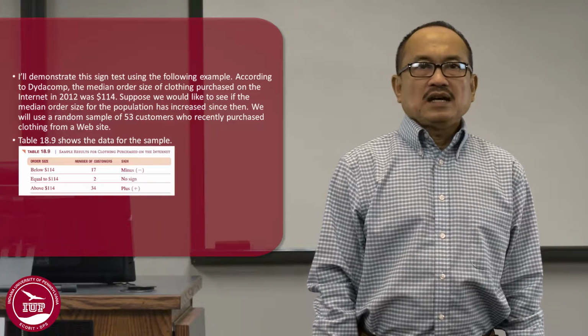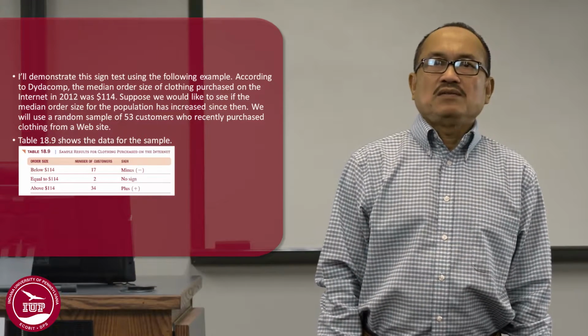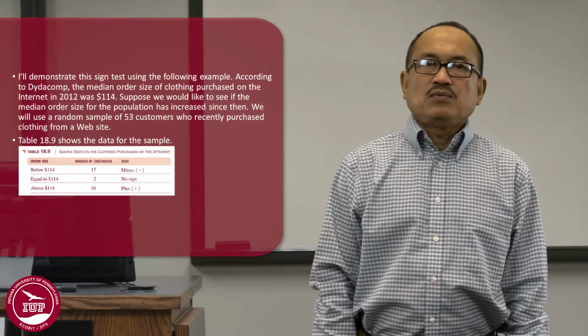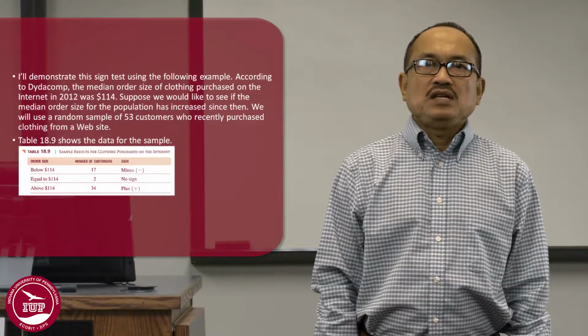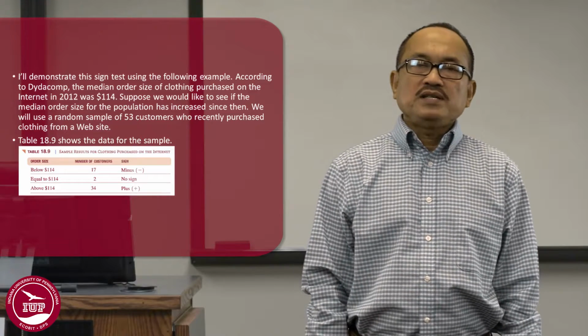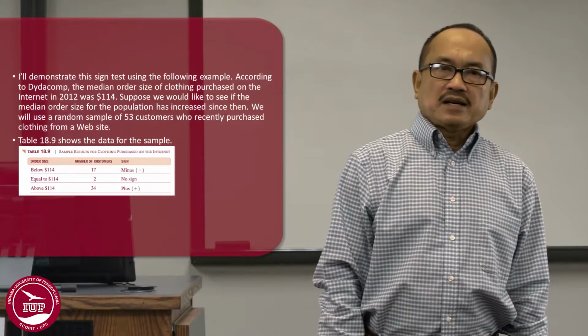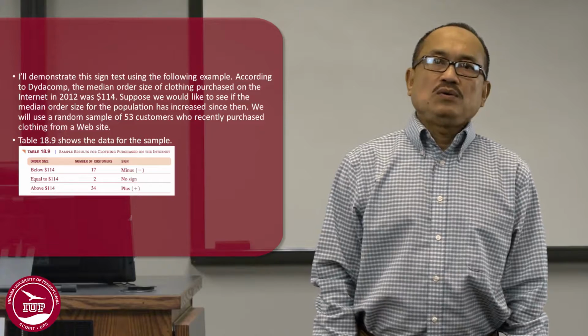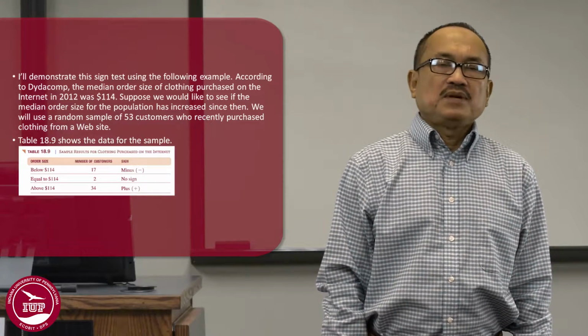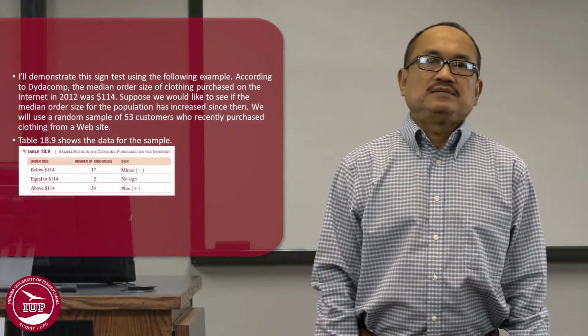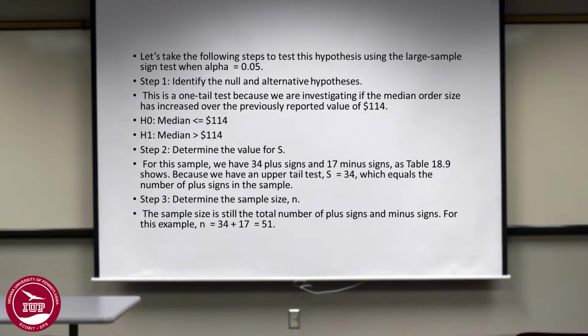According to Dida.com, the median order size of clothing purchased on the internet in 2012 was $114. Suppose we would like to see if the median order size for the population has increased since then. We will use a random sample of 53 customers who recently purchased clothing from a website. Table 18.9 shows the data for the sample. Let's take the following steps to test this hypothesis using the large sample sign test when alpha equals 0.05.